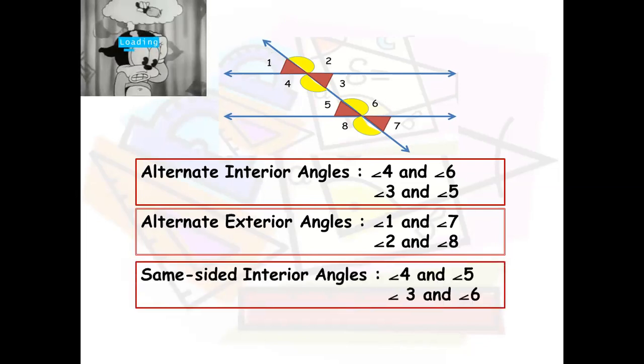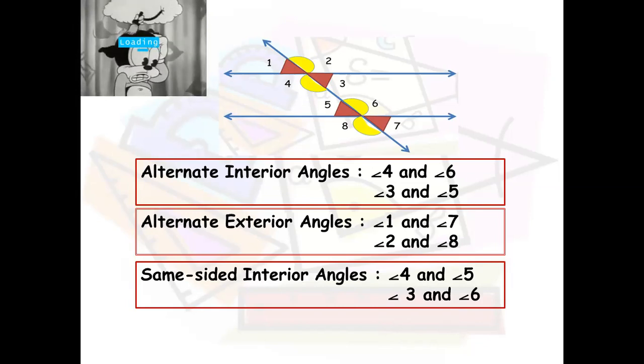Okay, moving to the next one, we have the same-sided interior angles. Again, they're talking about something which is inside, because the word interior is used. Now what are these same-sided interior angles? You can see this. They are on the same side of the transversal and they are inside. Now angle 1 and angle 8 are outside, so we cannot say that they are interior angles. So interior angles are only two, that's 4 and 5. So they are on the same side and they are interior. Angle 4 and angle 5 are same-sided interior angles. On the other side, angle 3 and angle 6 are interior as well. So they are also same-sided interior angles.